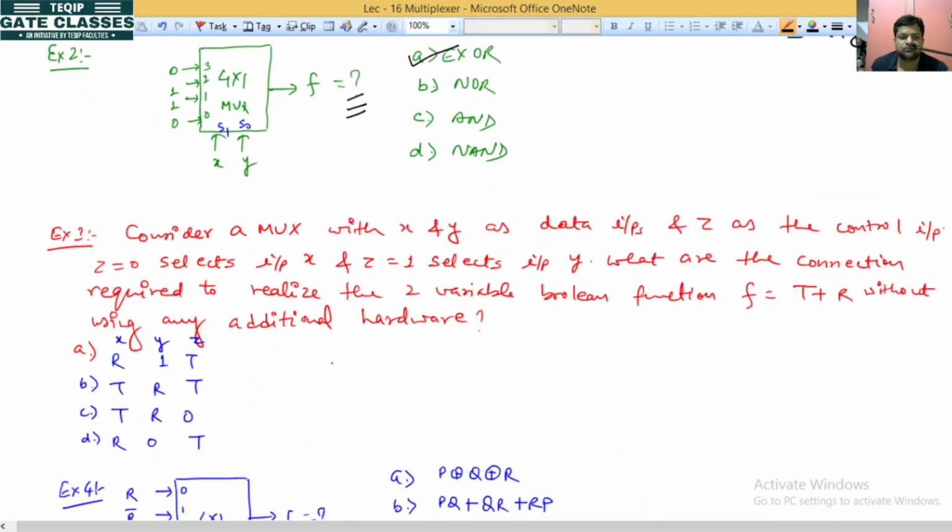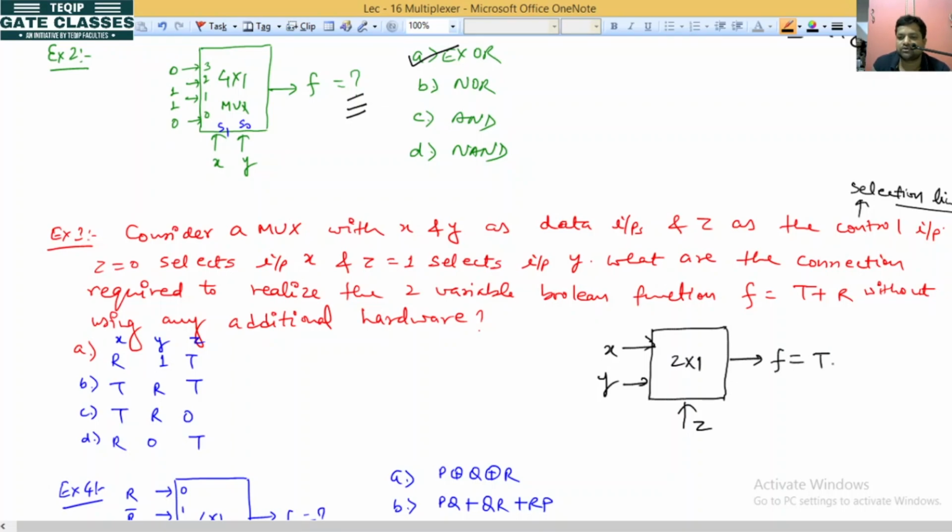Now consider a mux with x and y as data inputs, and z as the control input. Z control input means the selection line only. Okay. So we have a mux in which there are two input lines, that is x and y, and one selection line. So which mux is it? 2 cross 1 mux.